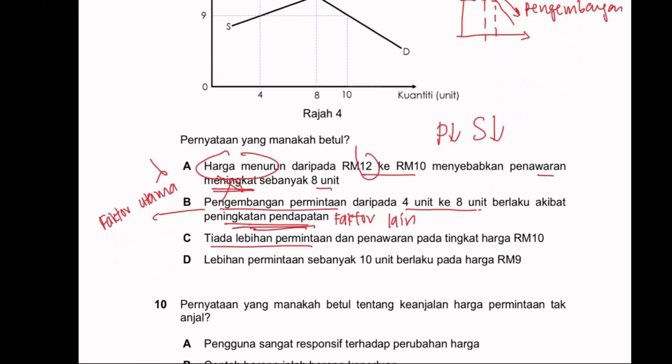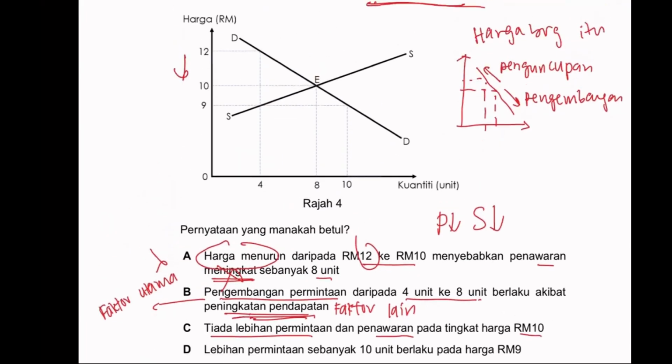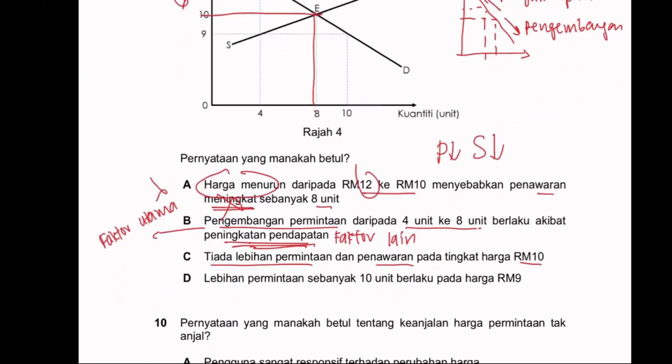Tiada lebihan penawaran dan permintaan pada harga 10 ringgit. They say at the price of 10 ringgit, no lebihan permintaan, no lebihan penawaran. Correct or not? Yes, because 10 ringgit is titik keseimbangan.